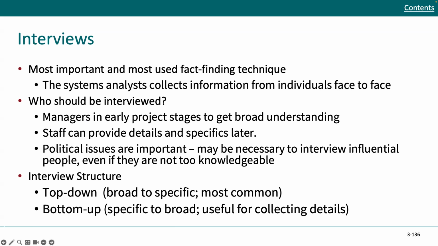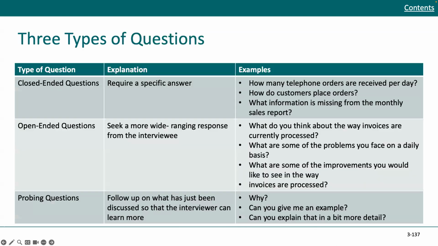And there are 2 approaches, either top-down or bottom-up. So top-down, you go from broad to specific, and this is most common. And the other option is bottom-up, where you go from specific to broad. It's useful for collecting details. So you can be thinking about which one you might want to use for what type of individuals.